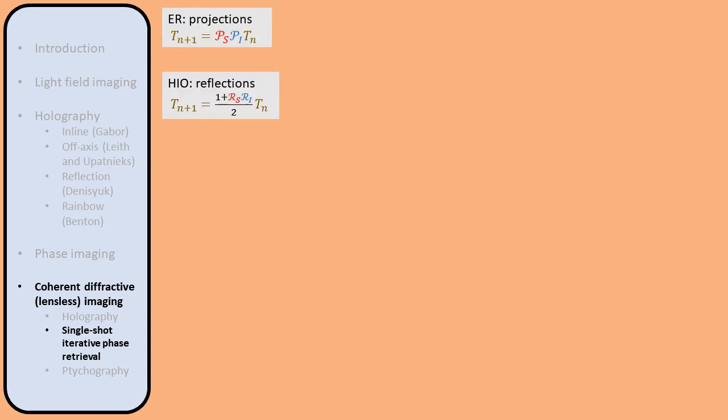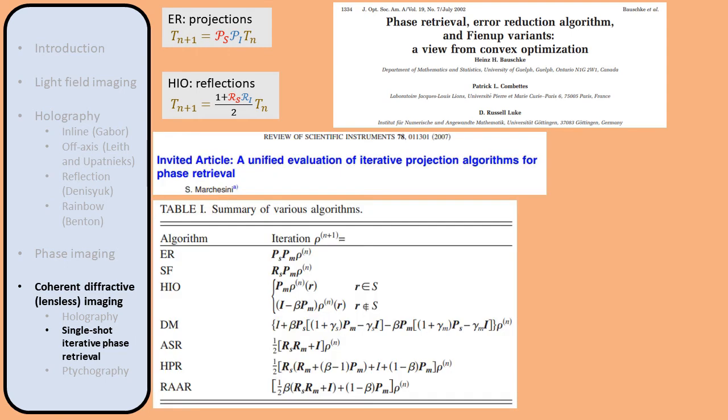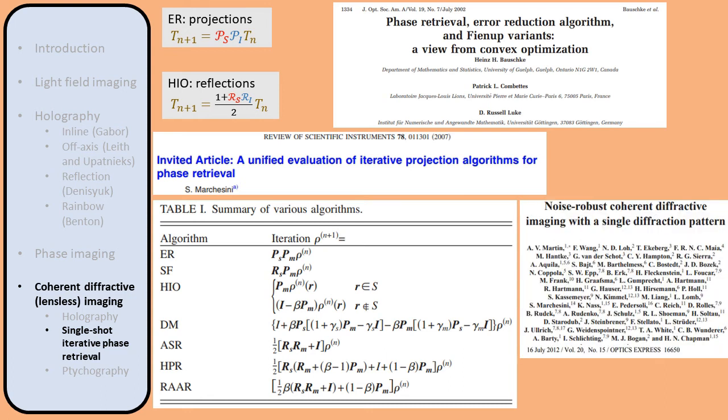So we find that whereas the ER algorithm uses projections to update the object estimate, HIO, for beta equals 1, uses reflection operators. This insight was published in 2002, 2 decades after the invention of the HIO algorithm. Since then, people have been inspired to design other phase retrieval algorithms that use some combination of projection and reflection operators. Furthermore, the HIO algorithm works well on simulated data, but it can become unstable when measurement noise is present, so noise-robust variations of the algorithm have been designed as well.